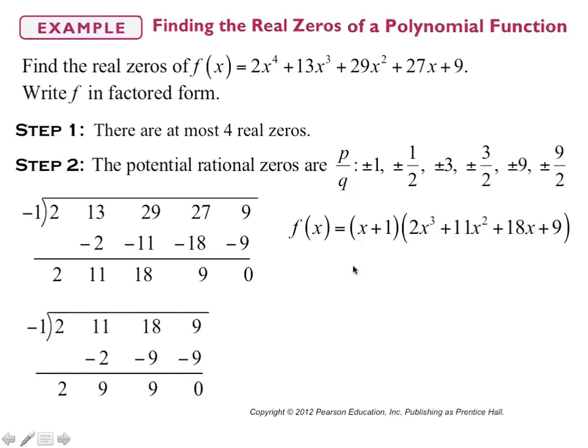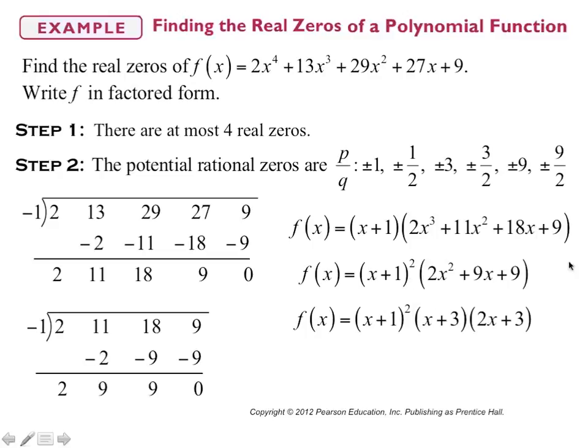And then if we try -1 again, you're actually going to work with this new adjusted equation. So you're going to do 2x cubed plus 11x squared plus 18x plus 9, and you use those under here. If you try -1 again, you actually get a remainder of 0. So what you find out is that x plus 1 is a double factor because it happens twice. So you have x plus 1 squared, and then what you're left with is, again, these coefficients down here: 2x squared plus 9x plus 9. And then that factors as x plus 3 times 2x plus 3.